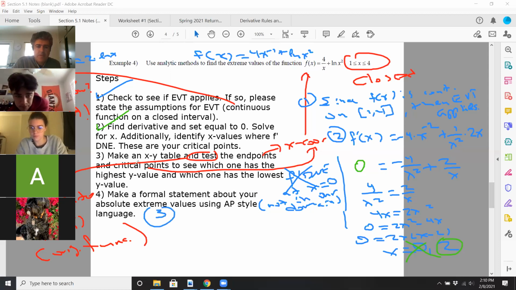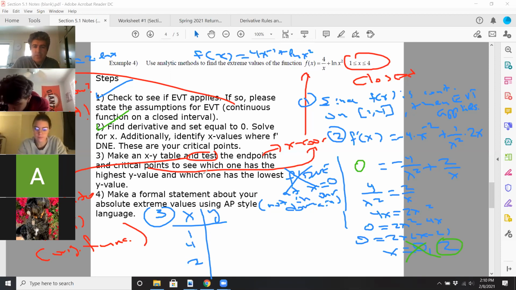I'll do it over here. Make an XY table. Fantastic, XY table. You're going to test your endpoints, which are 1 and 4, and your critical point, which is 2. You're going to test those x coordinates into the original function. Let's plug 1 into my original function here. Let me erase some stuff here. I don't need all this junk anymore now.